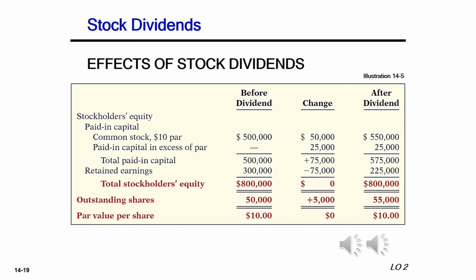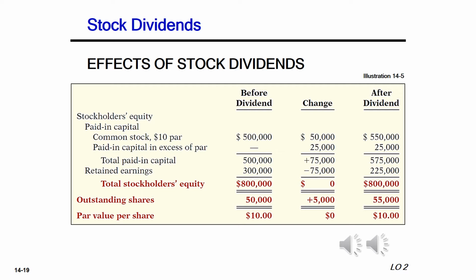Now, after the stock dividend is issued, we're going to have the following changes. The common stock value is going to increase by 50,000. And the paid in capital in excess of par is going to increase by 25,000. This is what we got from the recording process that we've done in the previous slides. So based on that, the total paid in capital is going to increase by 50,000 plus 25,000. That's going to give us 75,000. Now, where is that money going to come from? That is going to come from the retained earnings of the company.